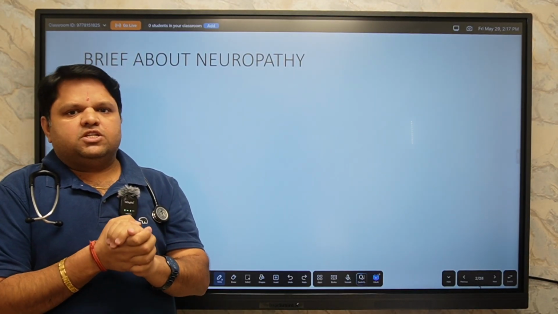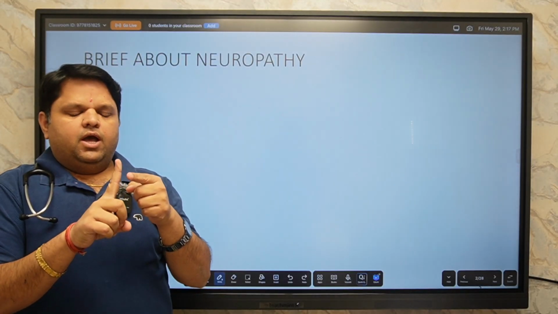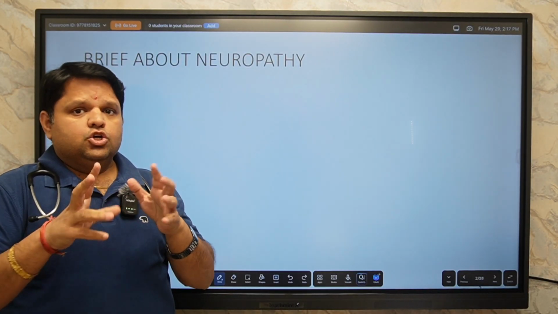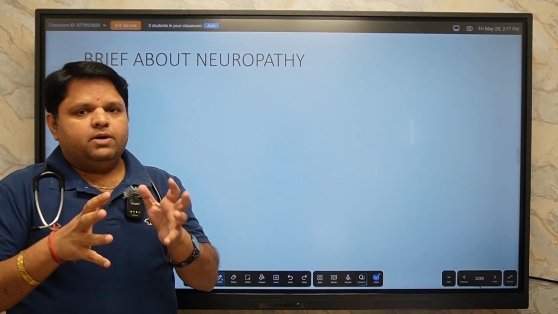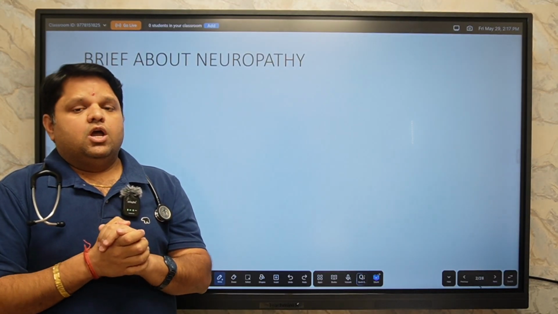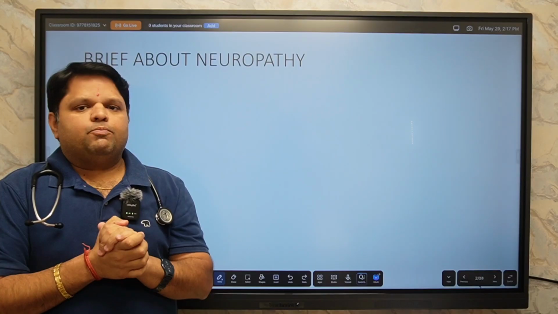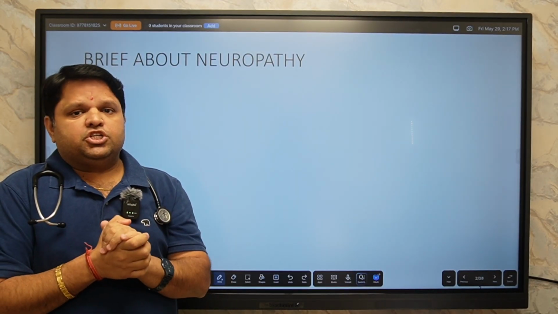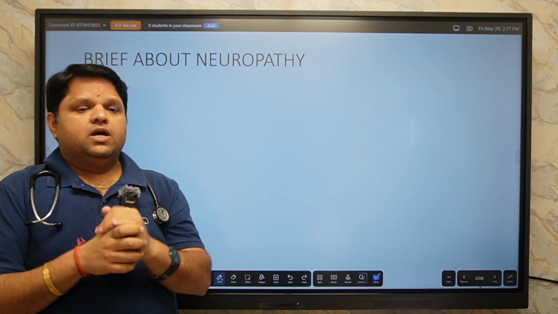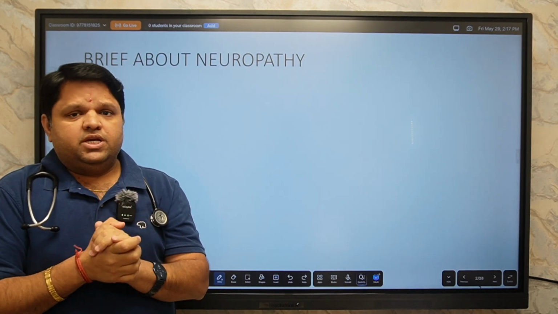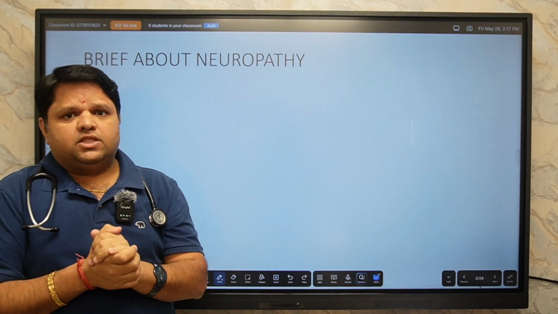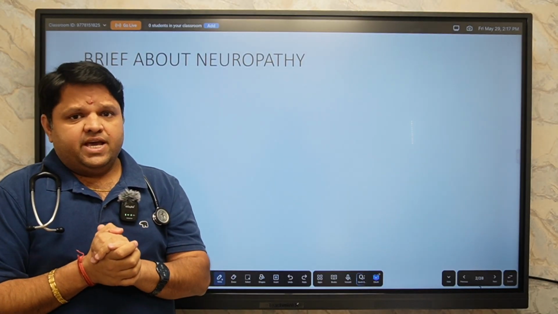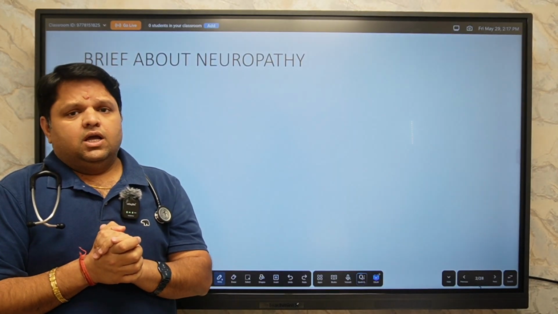In the peripheral nervous system, we have the anterior horn cell, we have roots, plexus, nerves. Nerves are an important part of the peripheral nervous system. For clinical point of view, for clinicians, we see many patients in our OPD with neuropathy like diabetic neuropathy, leprosy, alcoholic neuropathy, HIV neuropathy, GBS.